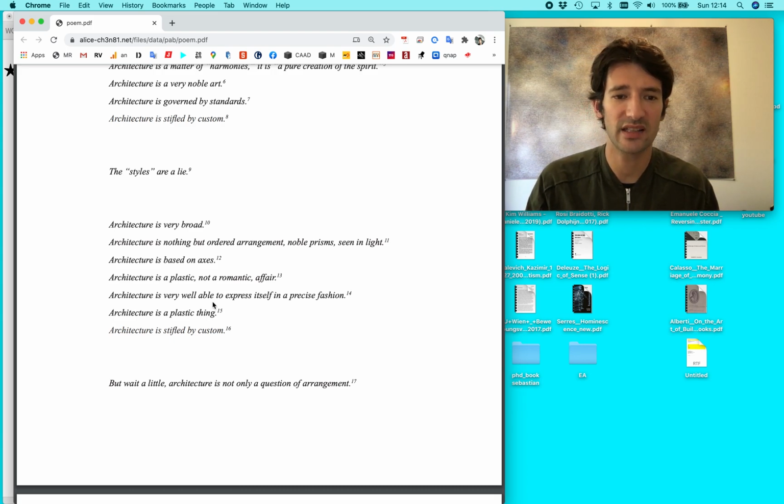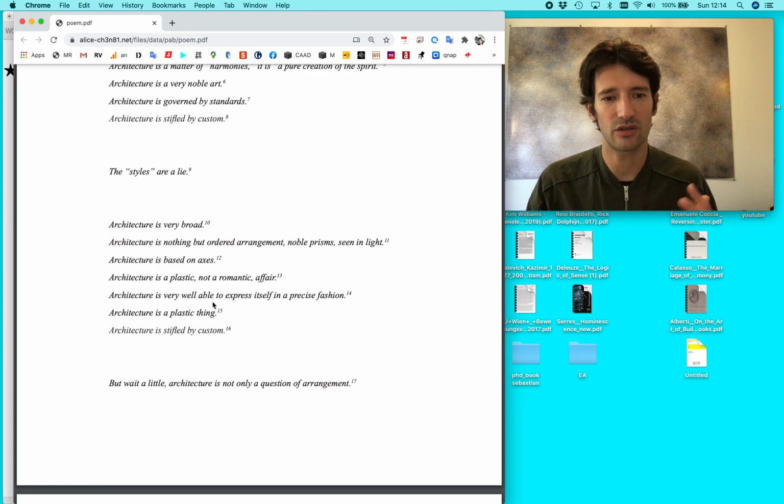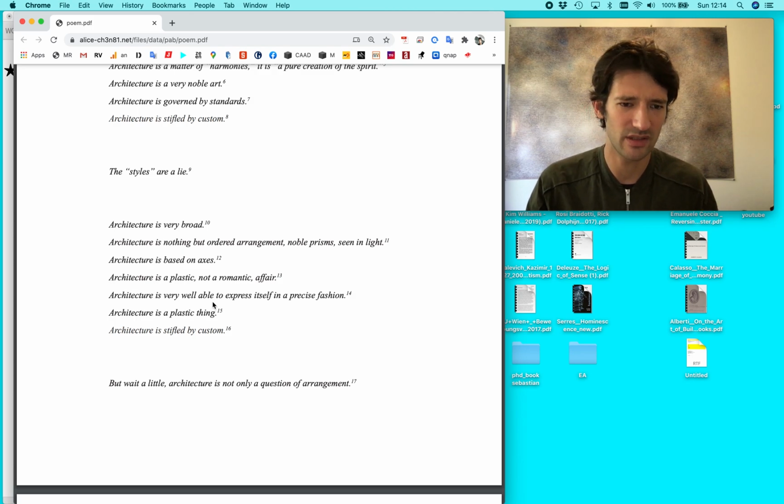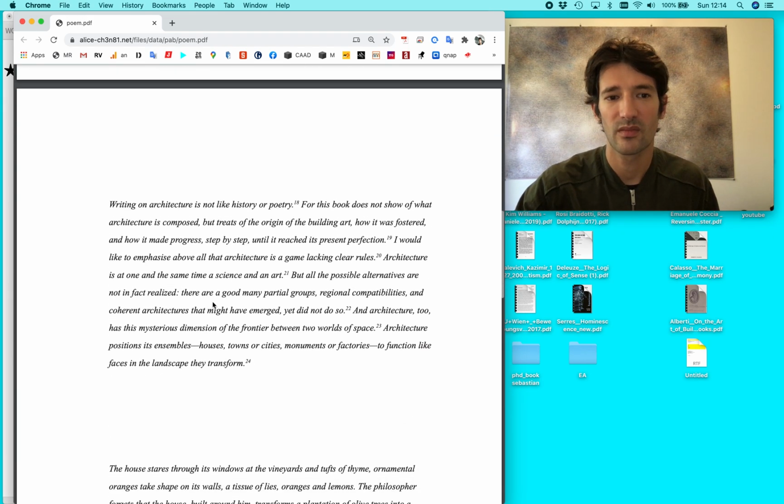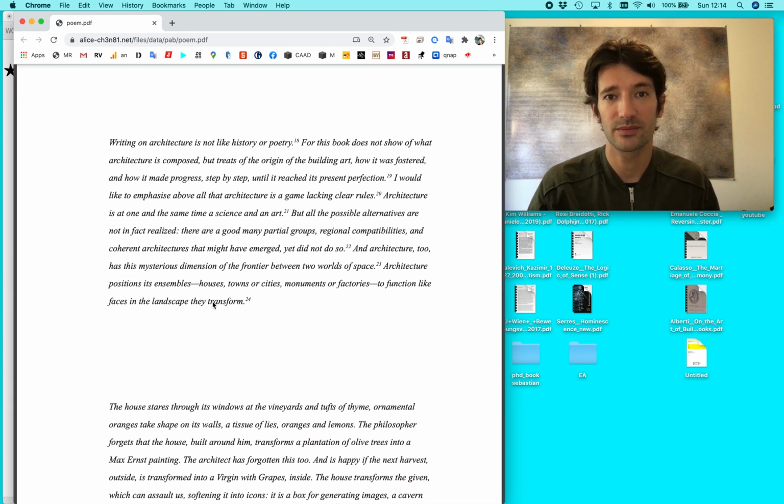Architecture is based on axis. Architecture is plastic, not a romantic affair. Architecture is very, very able to express itself in a precise fashion. Architecture is stifled by custom. But wait a little. Architecture is not only a question of arrangement. Writing on architecture is not like history or poetry. For this book does not show of what architecture is composed, but treats of the origin of the building art and how it was fostered and how it made progress step by step until it reached its present perfection.